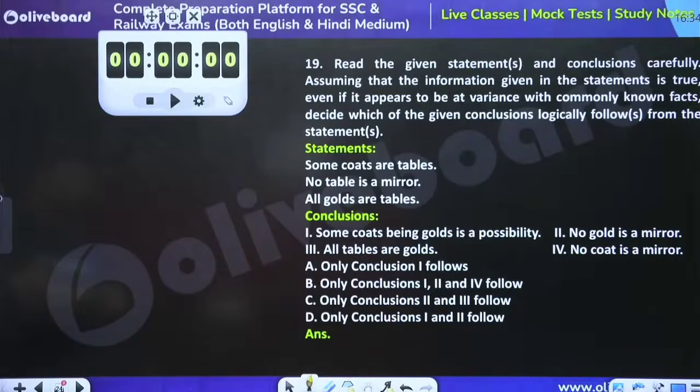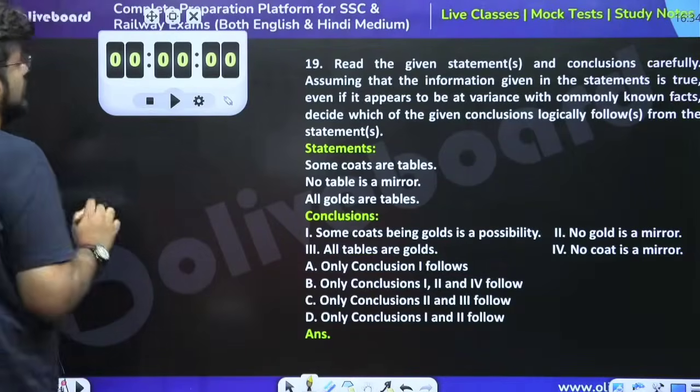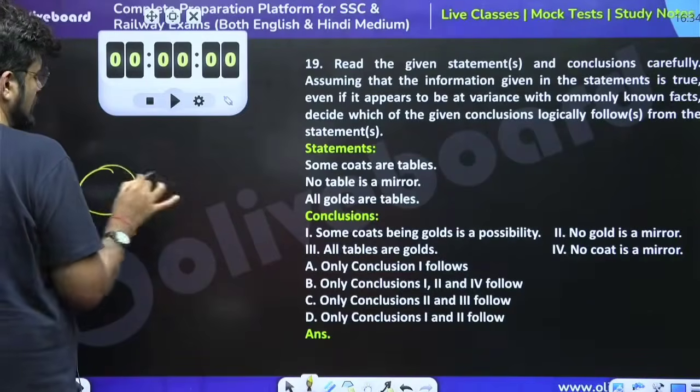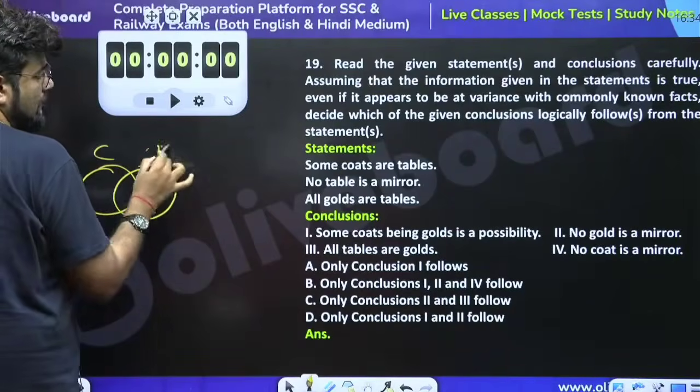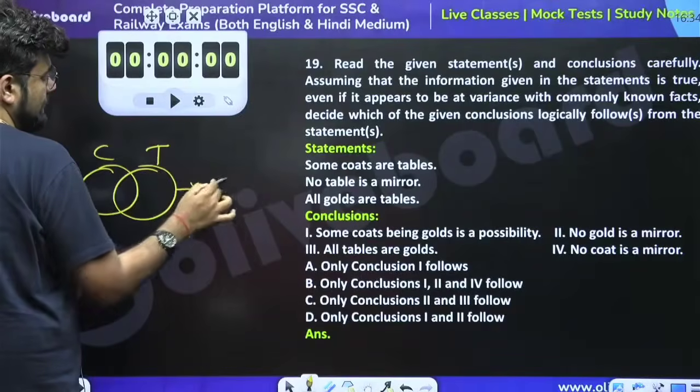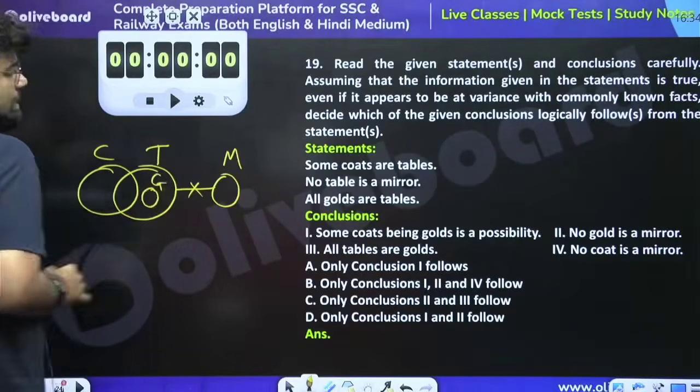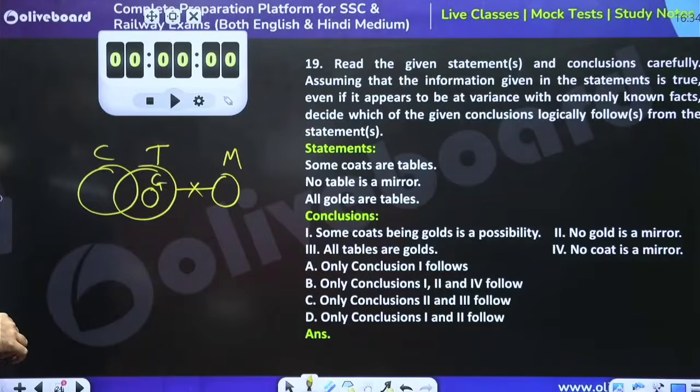For the first time in 2022, CGL Tier 1 possibility based questions in 2 shifts were asked. This is one of them. Easy question. The question is not difficult, but CGL never put across possibility before this. Some codes are tables. No table is a mirror. All golds are table. Some codes being golds is a possibility.